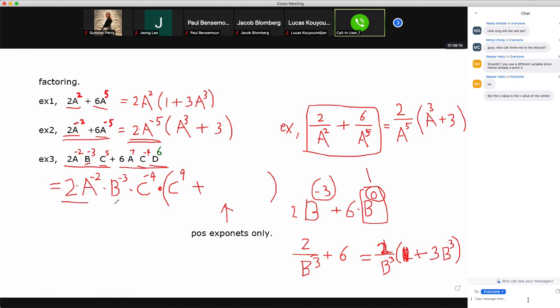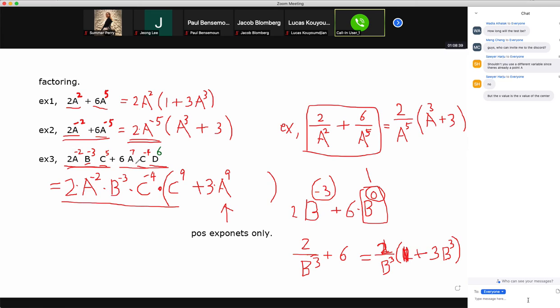When you multiply this out, you get that right there, so we only need a C. Now the second term in this big factor, let's look at the numbers, 6 here and 2 here. So it looks like we need a 3. Now let's look at the A. We have A to the 7, but we have A to the minus 2 here, so it looks like we need A to the 9.